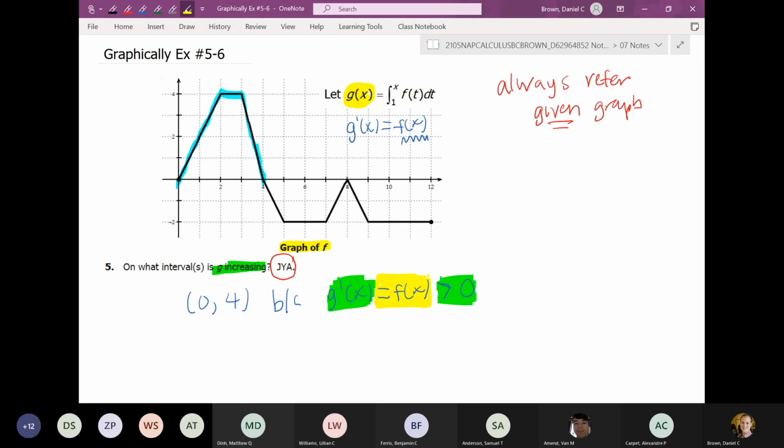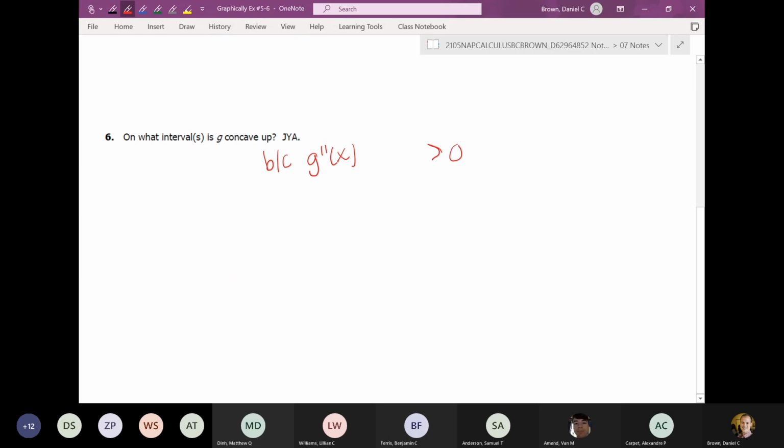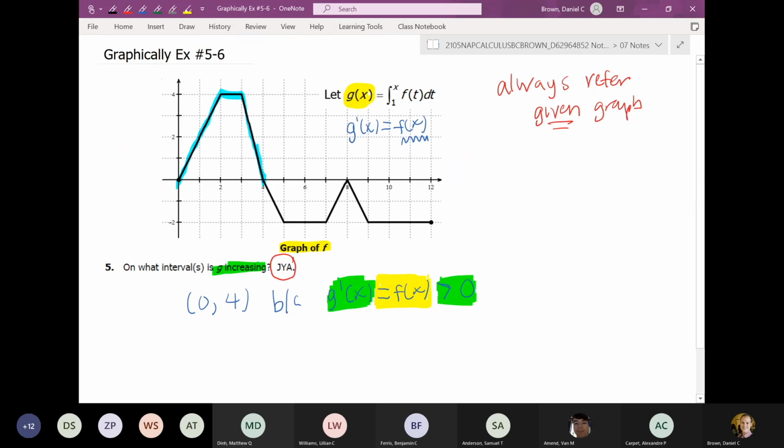All right, so let's go ahead and look at the second one. The second one is asking on what intervals is g concave up. So again, I often like starting with my justification first. We know concave up, we often think of that as the second derivative. So we might start off by saying because g double prime of x is greater than 0, that's when something would be concave up. We know that if g is the integral and g prime is f of x, then g double prime of x would be f prime of x.